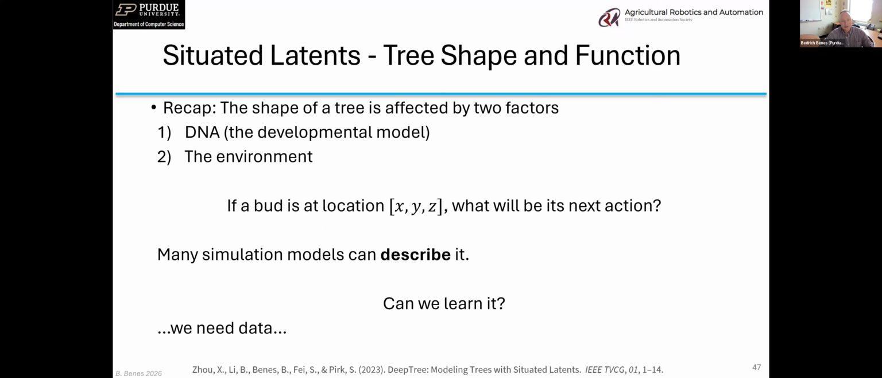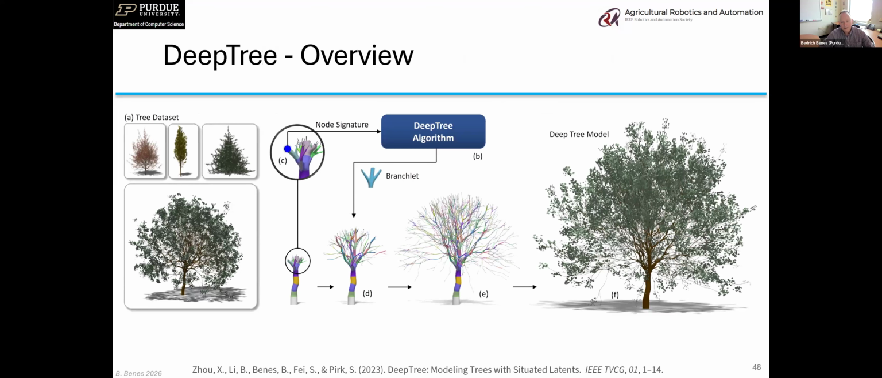I already mentioned that the shape is affected by several factors. You may remember that there were three things. One was the developmental model, that is the DNA, and the second is the environment, and the third I just blanked. But these are the two most important ones. So then again, the question is, if a bud is at location XYZ, and we know something about its history, and we know the environment, can we learn what will be the next action? So we designed what we called the deep tree algorithm, where you take a node in three-dimensional space, and then some deep neural network will decide what will be the next action.